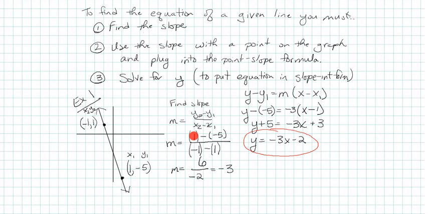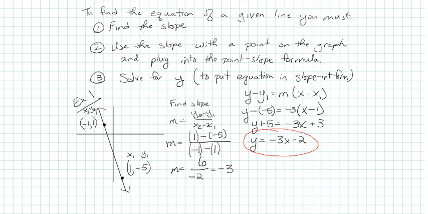So let's plug those in to find the slope. So our slope is going to equal 1 minus negative 5 over negative 1 minus 1. 1 minus negative 5 is the same as 1 plus 5 to give us 6. And negative 1 minus 1 is the same as negative 1 plus a negative 1, which is negative 2. And 6 over negative 2 is negative 3. So we have found our slope.